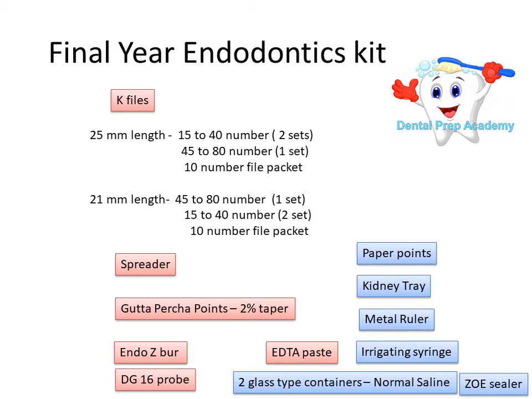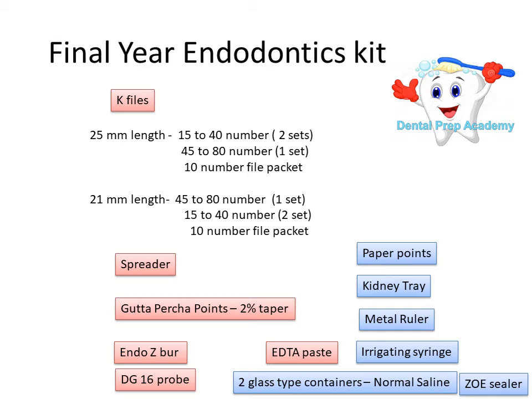And also, you can get a few other things like a metal ruler and kidney tray, and also the irrigant part I missed. So whenever you are using the files in the canal, you always need to use the irrigant. So what irrigants do, suppose you are using a 10 number file, so you can have EDTA.